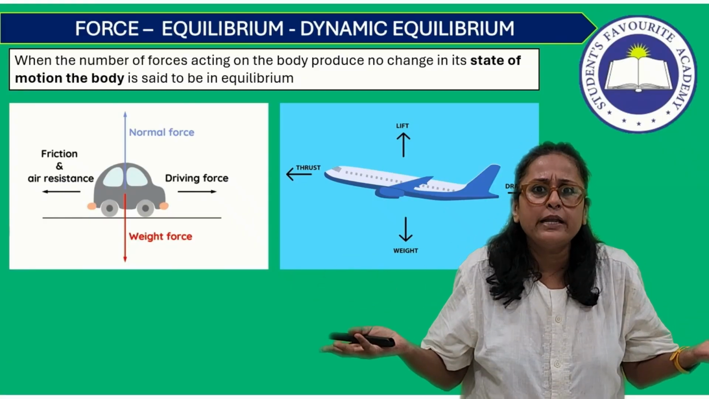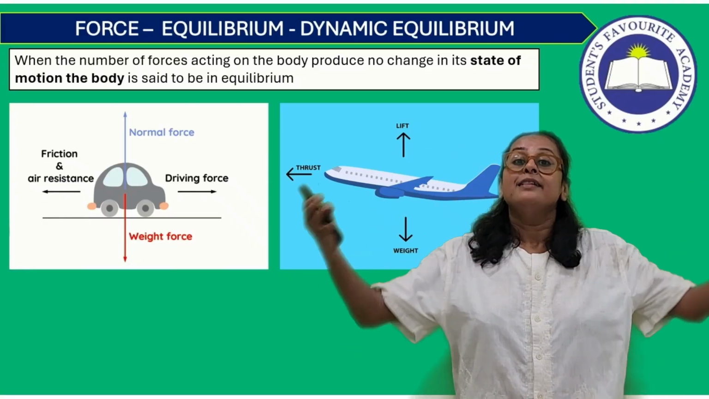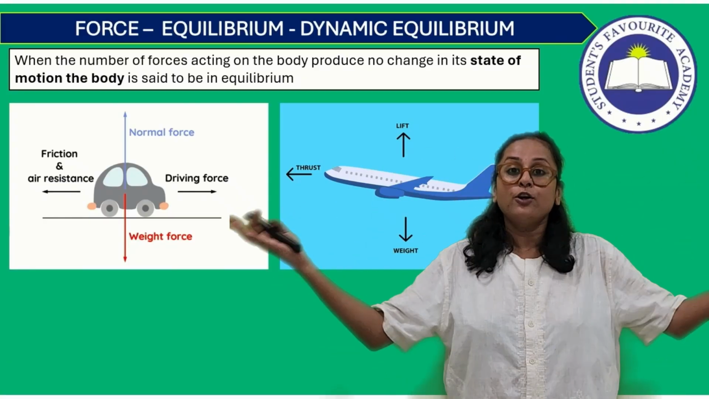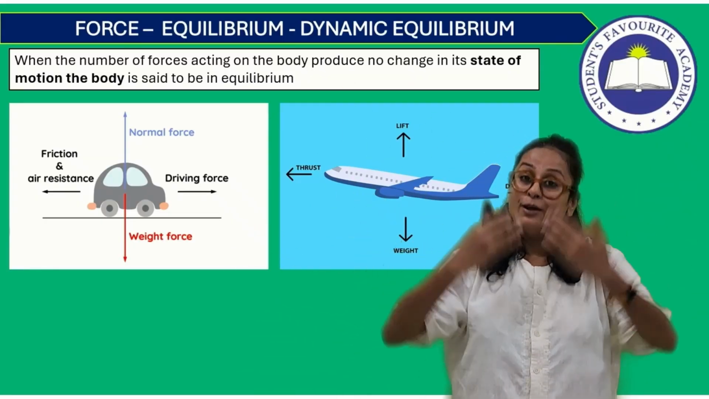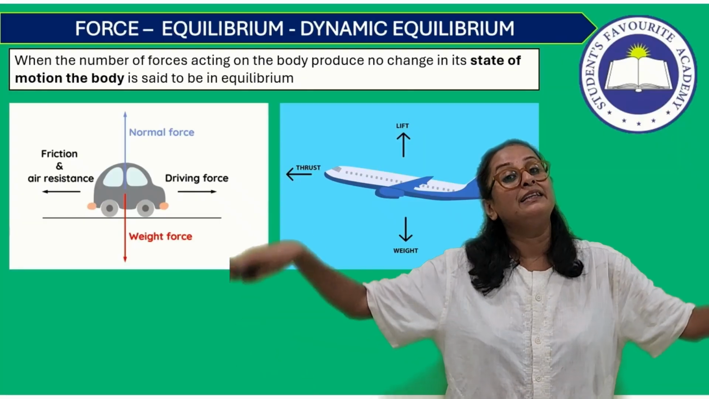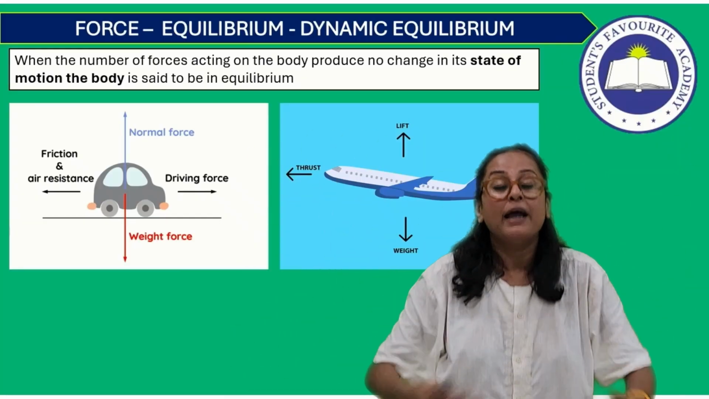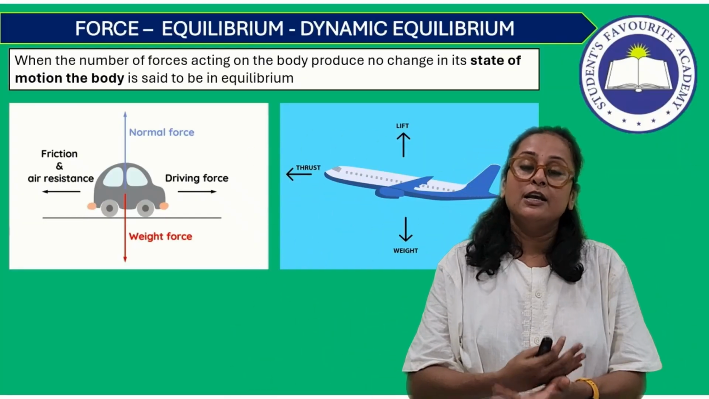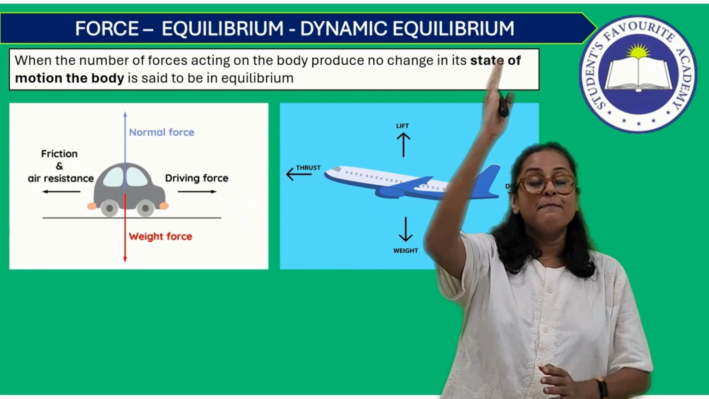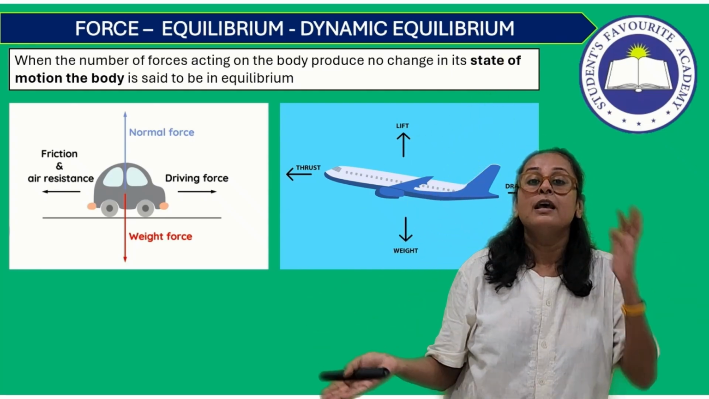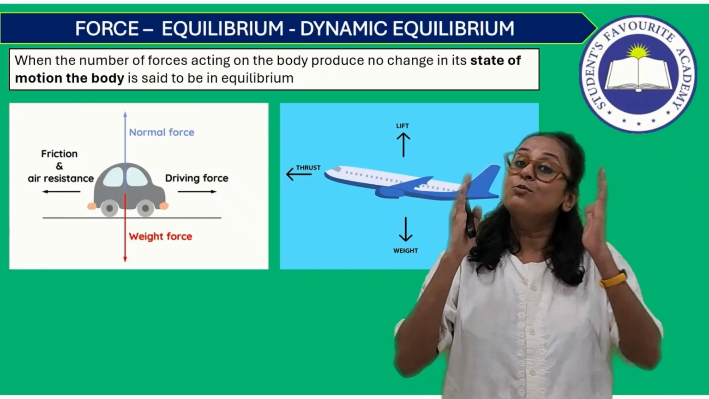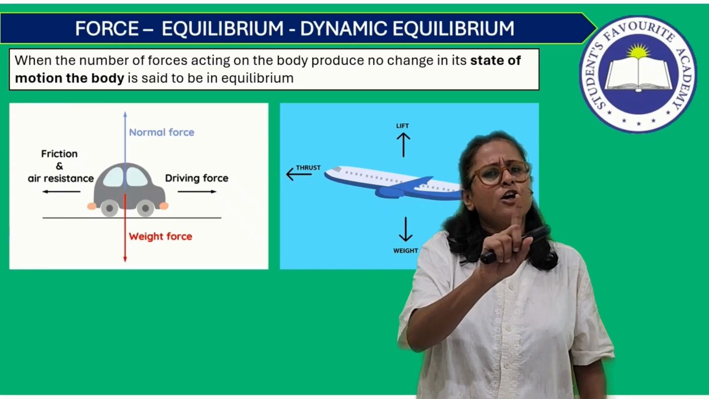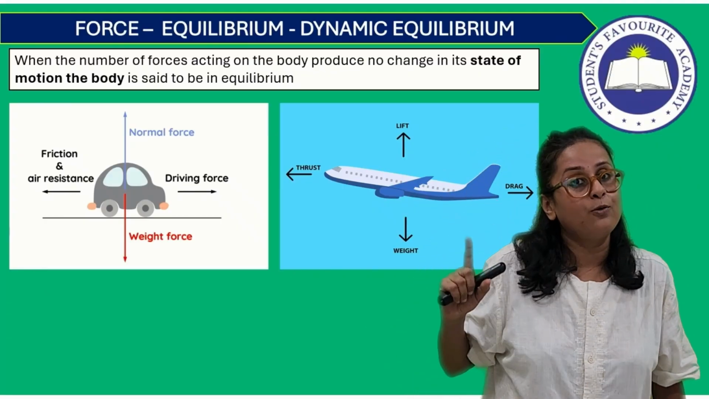And why is it floating? It is floating because the weight of the aircraft is matching the buoyancy which is offered by the air around it, by the atmosphere around it. So when the buoyancy matches the weight of the aircraft and the thrust matches the air resistance of the aircraft, it is moving with a constant velocity. Velocity change hona matlab force apply hua hai.